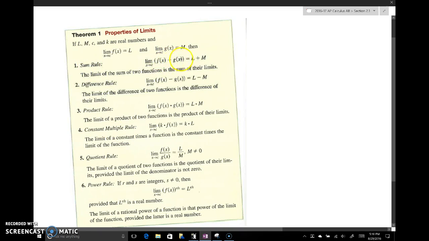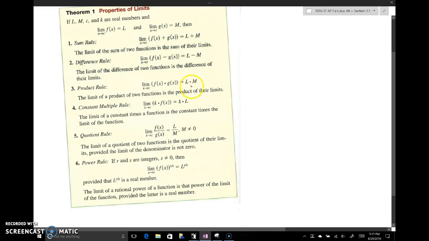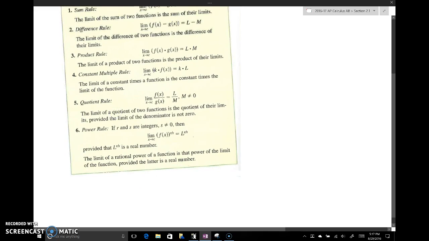If the two functions are added together, we can take their limits separately. So the limit of f plus g is the same as taking the limit of f and finding L, and taking the limit of g and finding m. Same thing with the difference. Same thing with the product. Instead of finding the limit of f times g, we can find the limit of f and find L, and take the limit of g and have m. If we have constants that don't depend on x, we can just leave them alone and take the limit of just the function. So we get k times L.